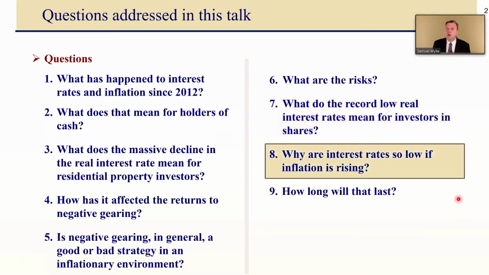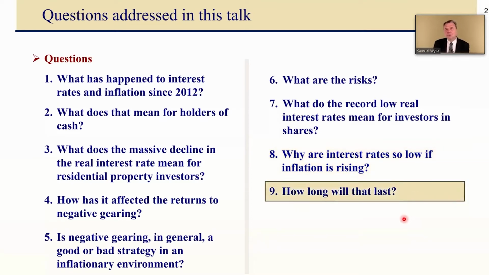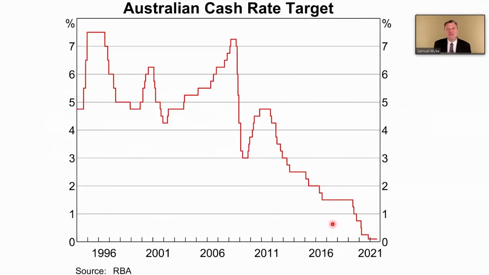Why are interest rates so low if inflation is rising? I'm going to spend the second half of our talk talking about that, maybe the last third rather than the second half. How long will it last? Well, maybe 2.5 years, maybe well into 2024. That's when I expect the cash rate to rise, and I'll show you why that's true. And I'm not alone. The governor of the Reserve Bank, Philip Lowe, thinks that that's when the cash rate will rise. And he, unlike me, actually has his hand on the lever of the cash rate.